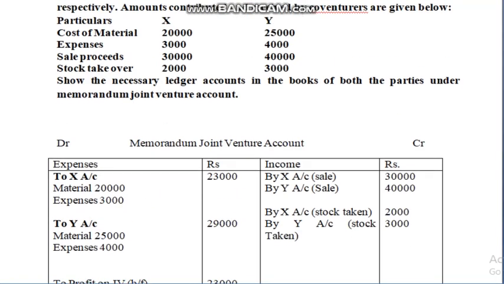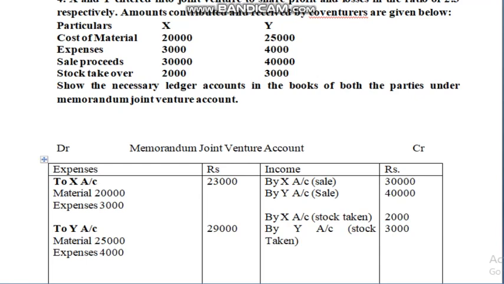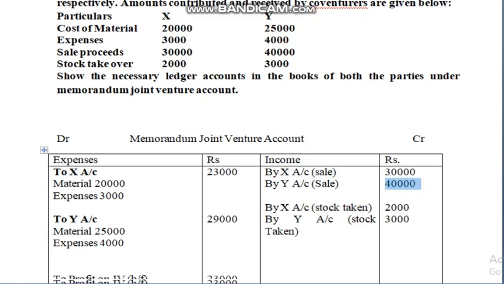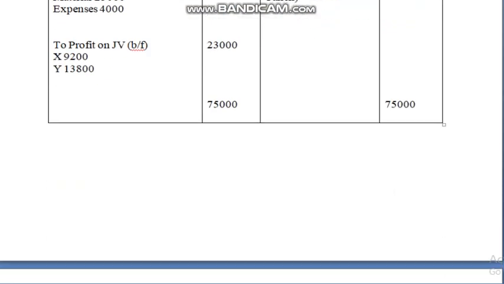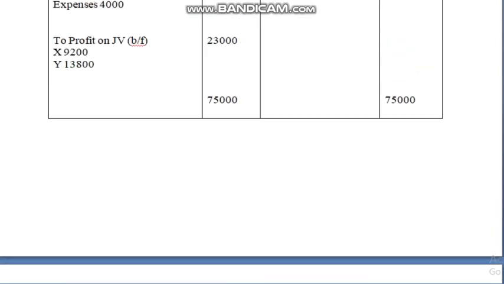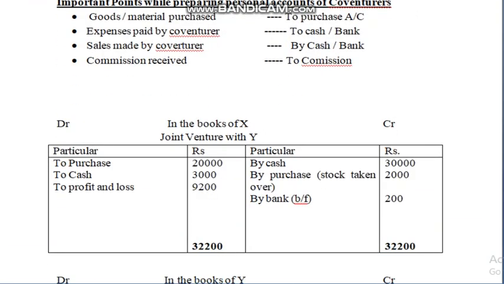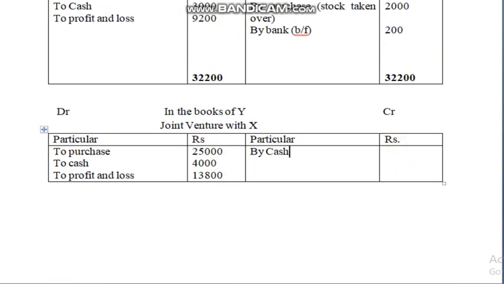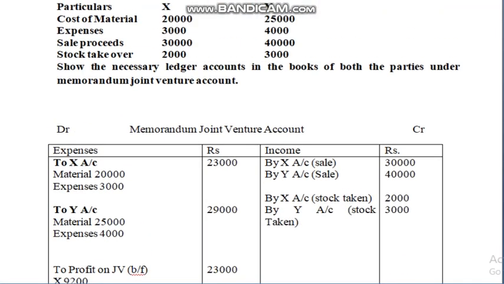Now on the credit side, the first one is X, the second one is Y. This is a transaction relating to sale. Here Y sold 40,000 worth of goods. If any sales are made by a co-venturer, that should be credited with cash or bank. So, by cash, 40,000.